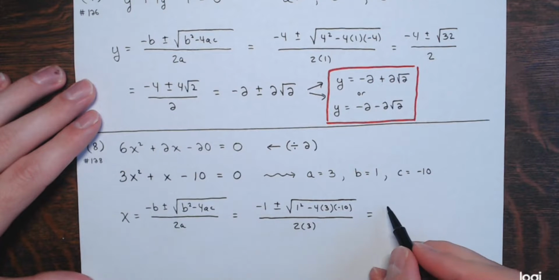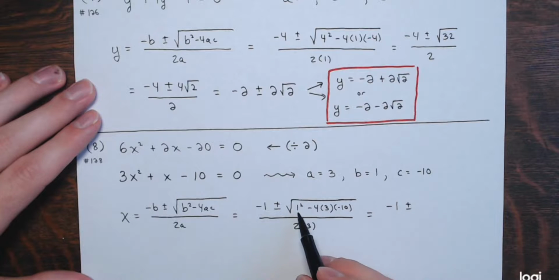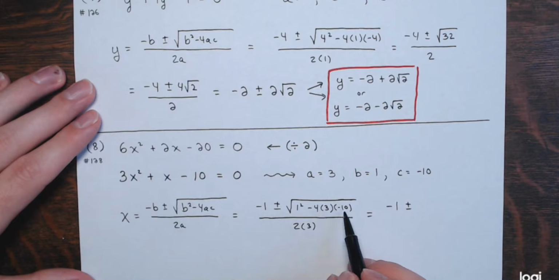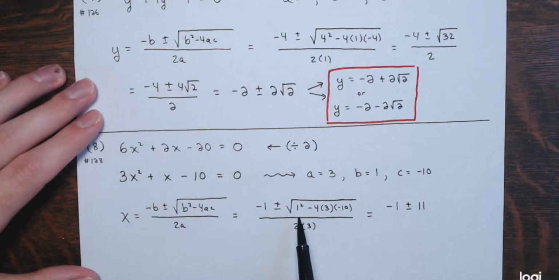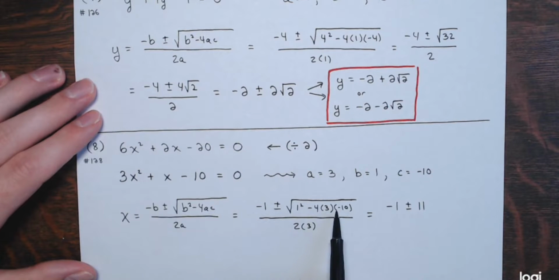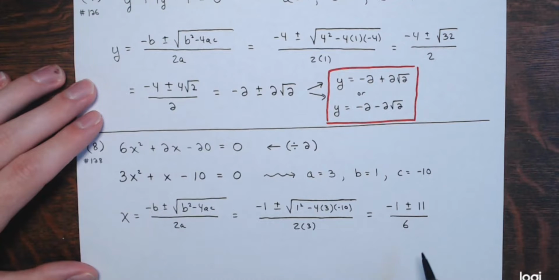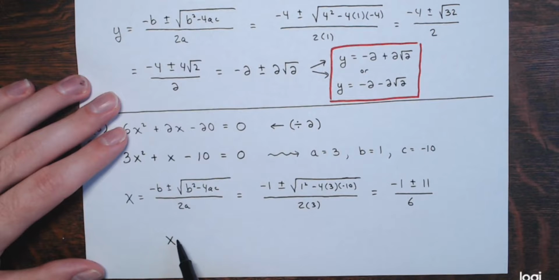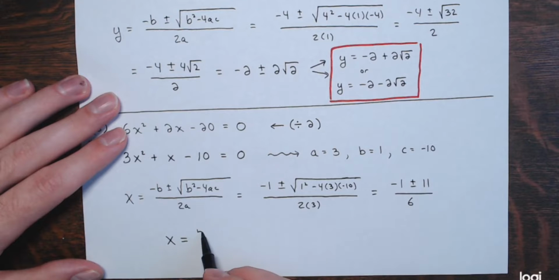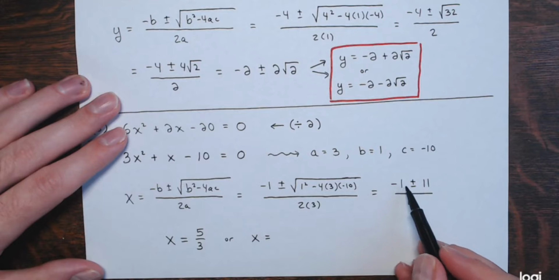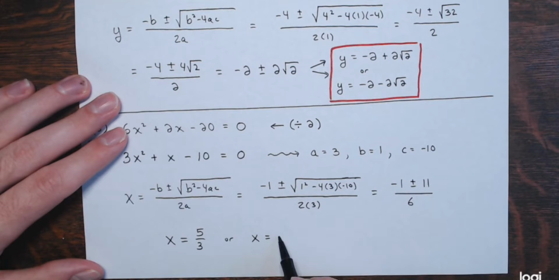And we got negative 1 plus or minus. Now this is 1 plus 120. Right? Negative 4 times positive 3 times negative 10 would be positive 120. So 1 plus 120 would be 121. The square root of 121 is 11, divided by 6. And I can get my solutions from this. So one of them, negative 1 plus 11 would be 10/6, or 5/3. And the other solution, negative 1 minus 11 is negative 12 divided by 6, which is negative 2.